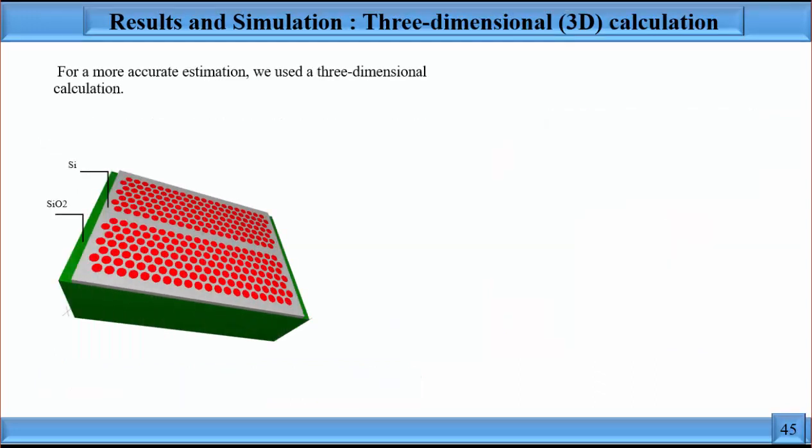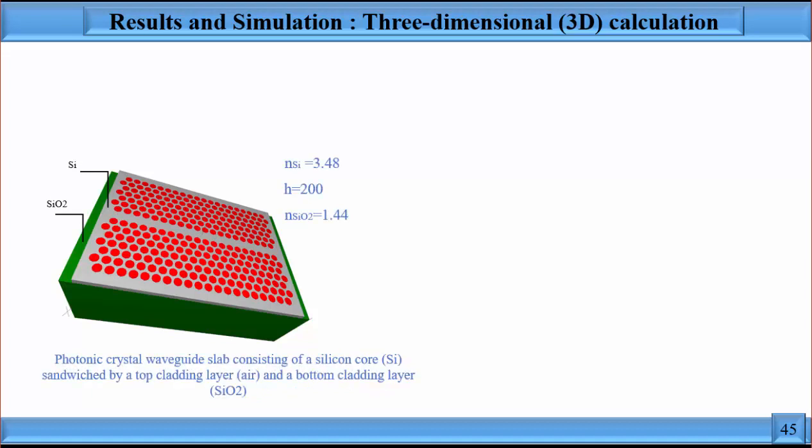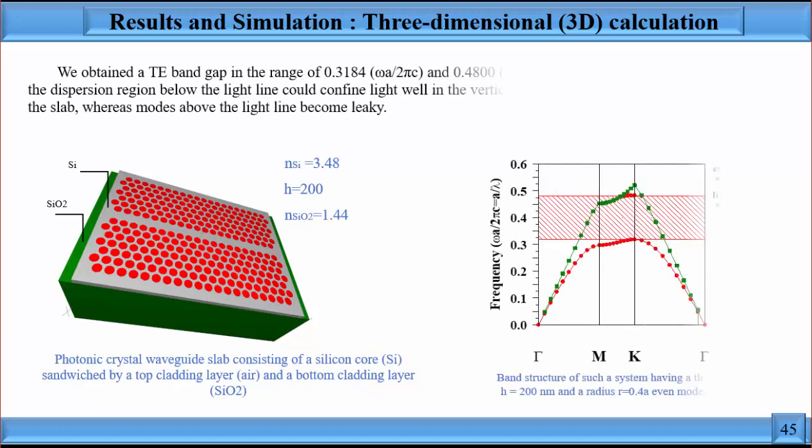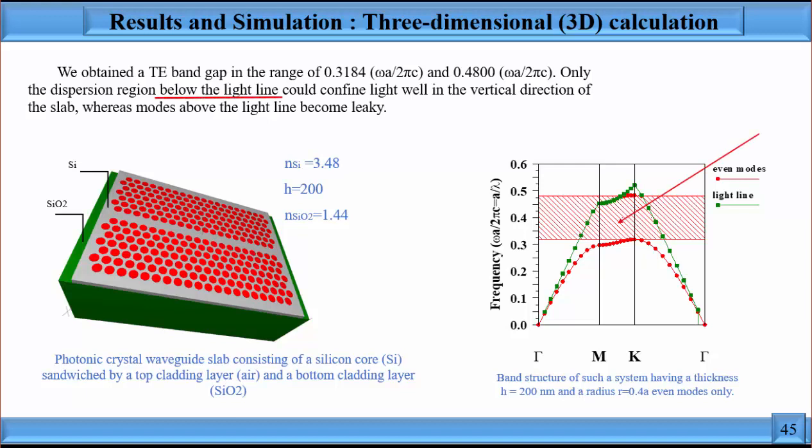Slide 45. Three-dimensional, 3D, calculation. For a more accurate estimation, we used a three-dimensional calculation. We obtained a TE band gap in the range of 0.31 to 0.48. Only the dispersion region below the light line could confine light well in the vertical direction of the slab, whereas modes above the light line become leaky.